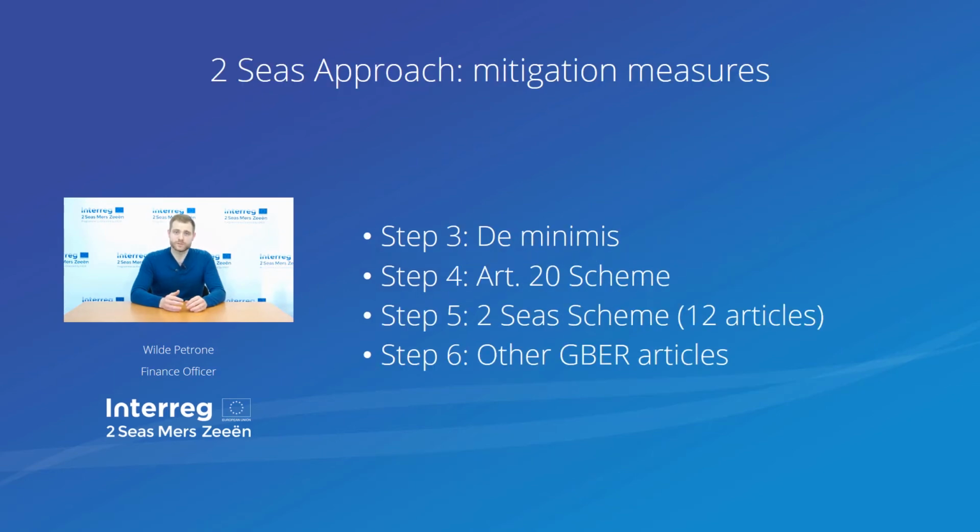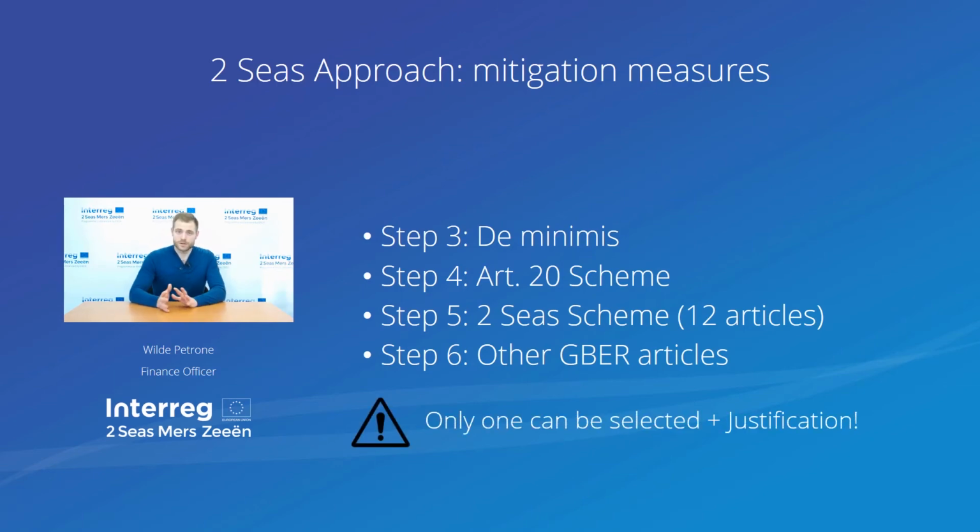The other steps on the EEP will be basically the mitigation measures available for you in case you have identified a high risk of state aid. So basically, steps 3, 4, 5, and 6 are the mitigation measures, going from the de minimis, Article 20 scheme, 2C scheme, and the other GBER articles. GBER stands for General Block Exemption Regulation, so it's a regulation from the Commission. There is a specific document for it, and you can find it on the website as well.